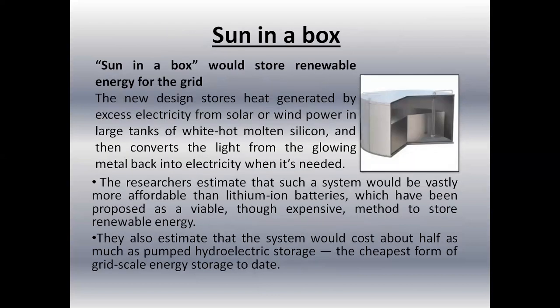The next one is the Sun in a Box operation. Sun in a Box would store renewable energy for the grid. Here, the design stores heat generated by the excess electricity from solar or wind power in large tanks of hot, white molten silicon, and then converts the light from the glowing metal back into electricity when it's needed. That's why it's called Sun in a Box, because it's shiny when molten.